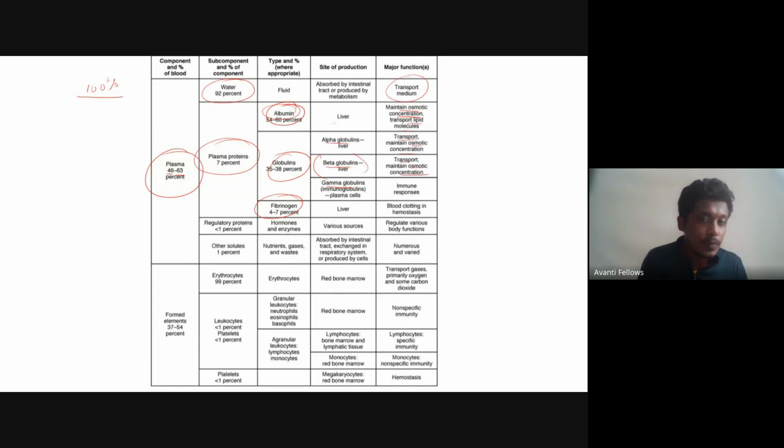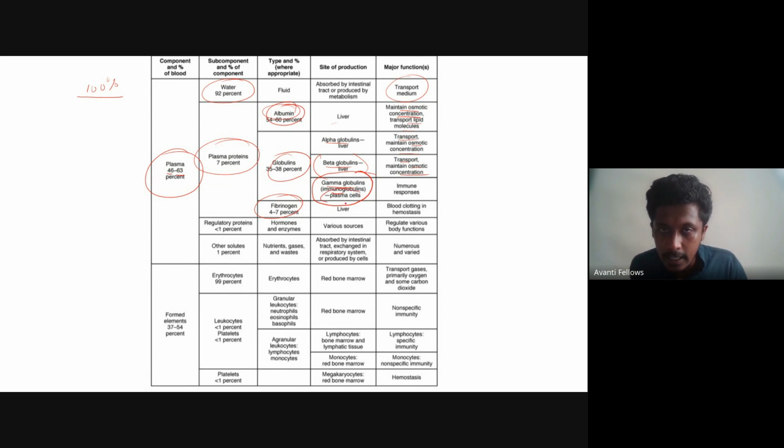So which globulin is very, very important for us? Gamma globulins. Gamma globulins are also called immunoglobulins. This is where it's very important, so write it down. Under plasma protein, we have albumins, globulins, and fibrinogens. Albumins maintain osmotic concentration and transport lipids. Globulins have three types: alpha, beta, and gamma. Alpha and beta maintain osmotic concentration and help in transportation, whereas gamma globulins are also called immunoglobulins.